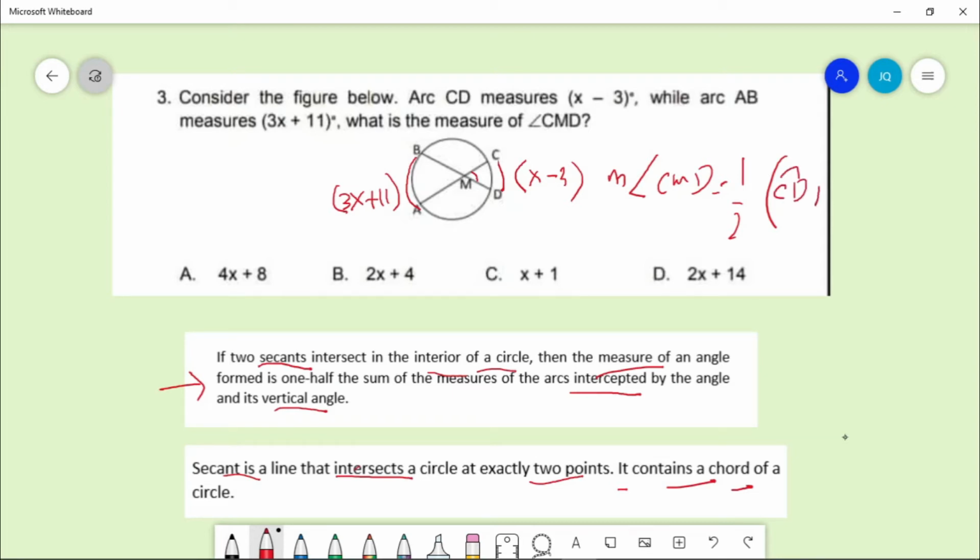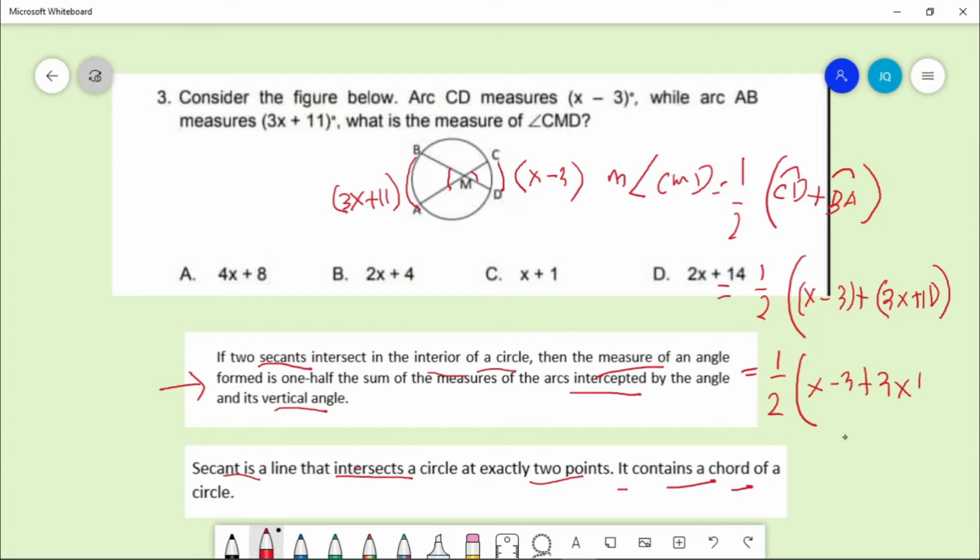So arc CD plus, because it's a sum, the intercepted arc of its vertical angle. The angle back to it is this one, and its opposite is arc AB. So the measure of arc AB, or BA, that's the same arc. Let's substitute. That's 1/2 times the measure of arc CD, which is x minus 3, plus 3x plus 11. Then let us first remove the parentheses.